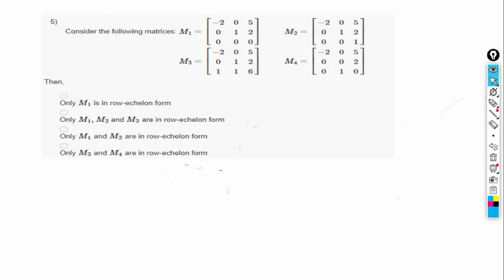But here you can see, here it comes 0, then it is 1. So this is not in row echelon form. Here also 0 1 1. So this is also not in row echelon form. So only options are M1 and M2. Fine. Is there any doubt?